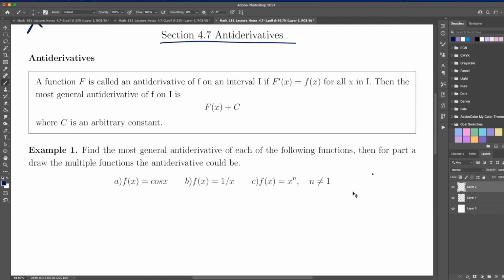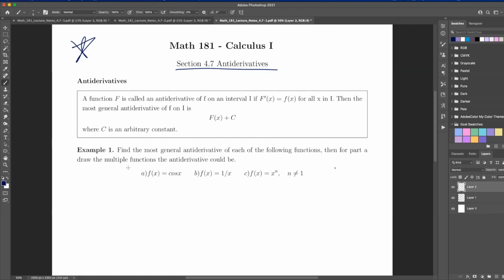All right, so what does this mean? Let's look at the first one, part a. I want to find a function whose derivative gives me cosine of x. What function, if I took its derivative, would give me cosine of x? Does anyone have a clue?